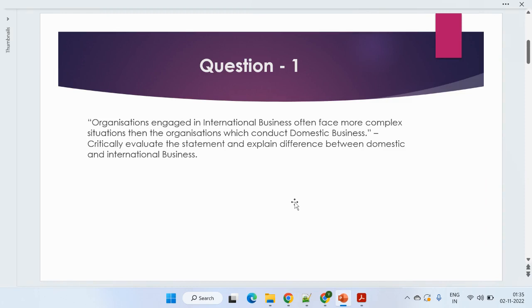The first question is: organizations engaged in international business often face more complex situations than organizations which conduct domestic business. Critically evaluate the statement and explain the differences between domestic and international business. The question is pretty much clear. We need to give a brief about domestic and international business and specify the key differences. Definitely we need to explain the statement about the complex situations we normally face. It's pretty obvious that in international business, things are a little bit more complicated in comparison to domestic business.